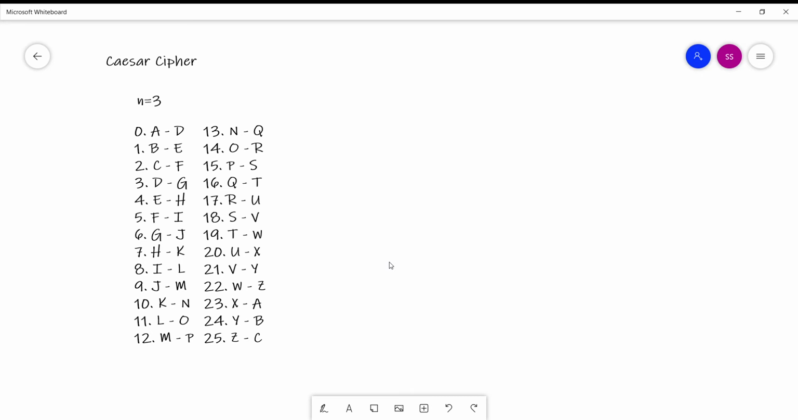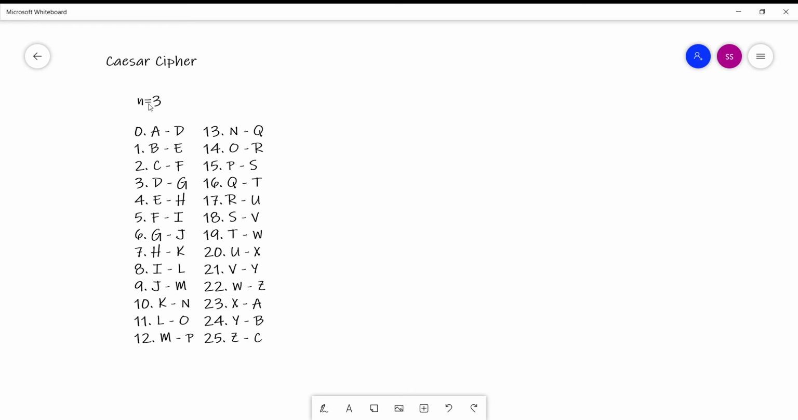In Caesar cipher, you take the plain text and you increment the alphabet with some other alphabet. So here you can see in this example which I am showing on the screen that I have taken n equal to 3. n equal to 3 means a will be increased by 3 alphabets. So a will become d, and I'm starting with 0 because in any cipher the alphabet starts with 0. I will tell you why we are starting with 0.